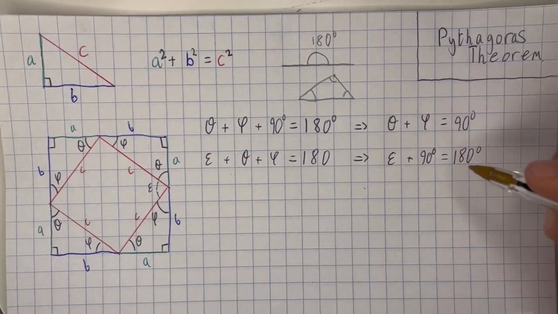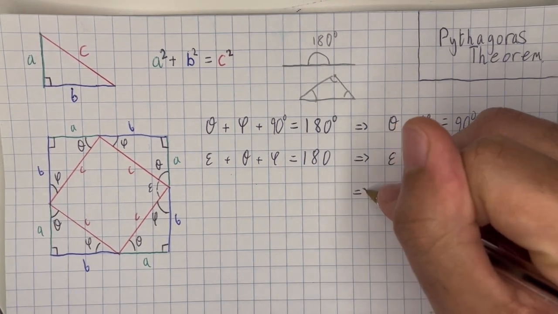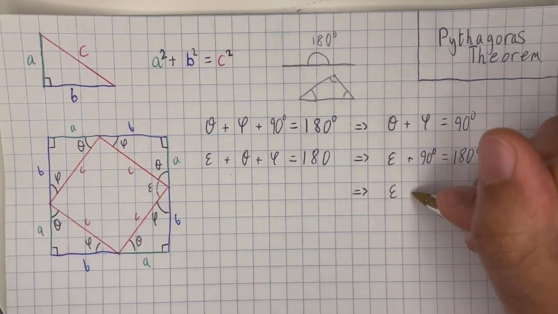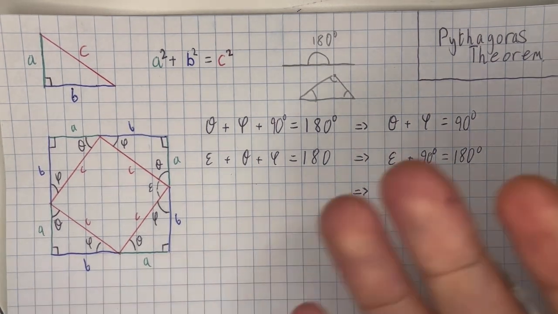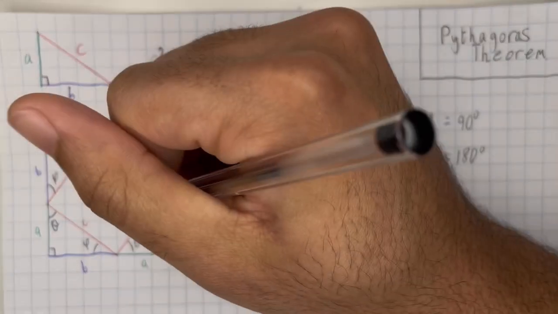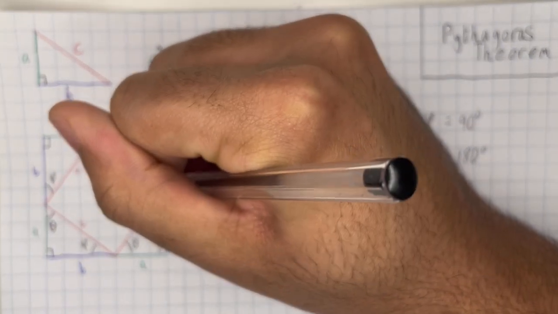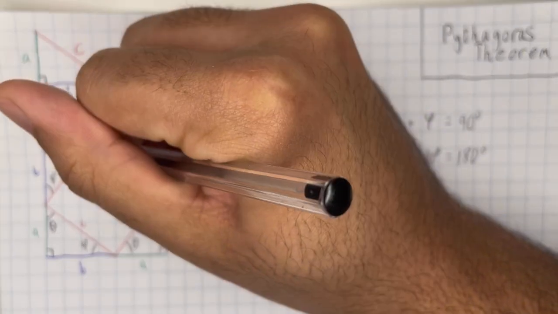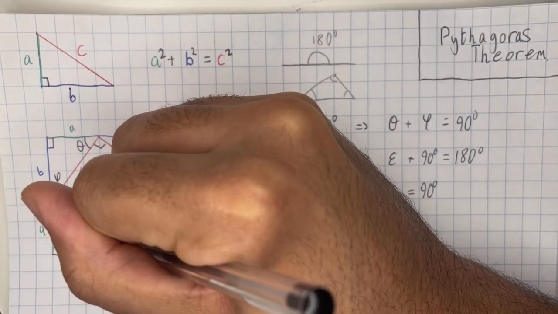What does that tell me? Well, if that's true, then I can take away 90 degrees on both sides again to get epsilon is equal to 90 degrees. Okay, well, how's that going to help? Well, I can change this out and see it's a 90-degree angle. Notice that the same applies here, here, and here.